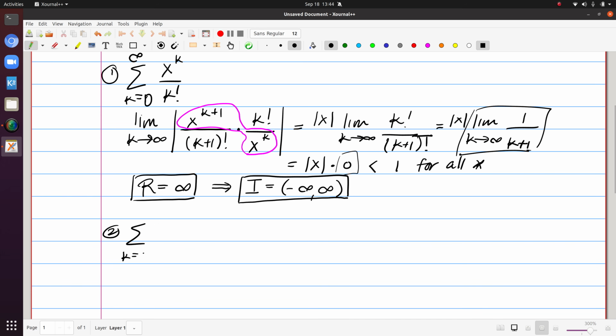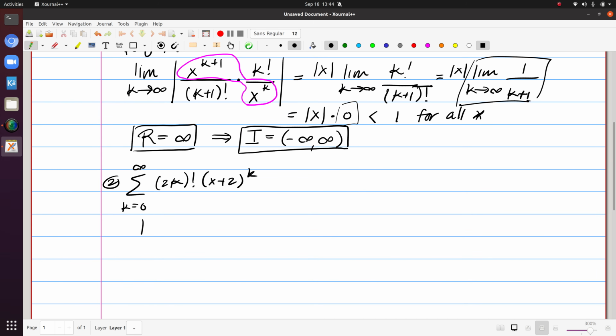Here I have the sum from k equals 0 to infinity of 2k factorial times x plus 2 raised to the kth power. Again, same goal, I want to find the radius of convergence. So in using the ratio test, I get up top the absolute value here of, importantly, keep in mind that it's 2 times k plus 1. So I'm going to have to distribute that 2.